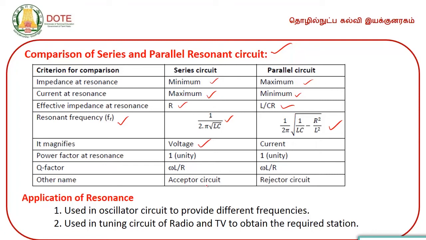The series resonance circuit magnifies the voltage, whereas the parallel circuit magnifies the current. What happens to the power factor at resonance? It remains as unity, here also it remains as unity. Quality factor, that is Q factor, expression is omega L by R, here also it is omega L by R. Other name, it is called an acceptor circuit and this is called a rejector circuit. The application of resonance is used in oscillator circuits to provide different frequencies, and in tuning circuits of radio and TV to obtain the required station.